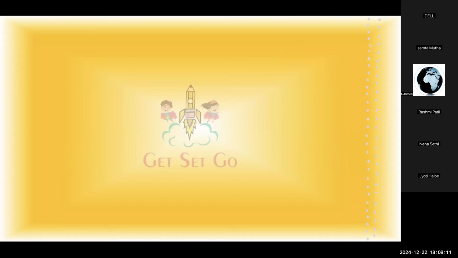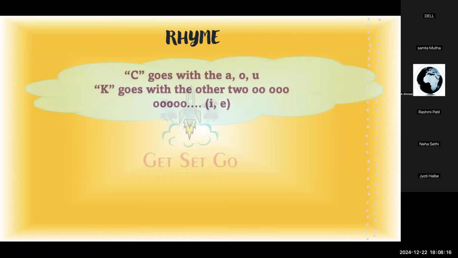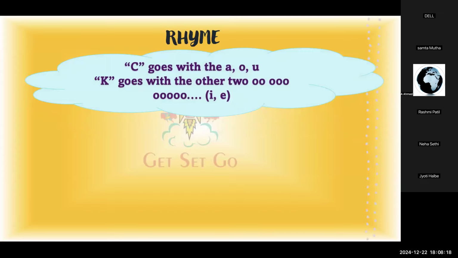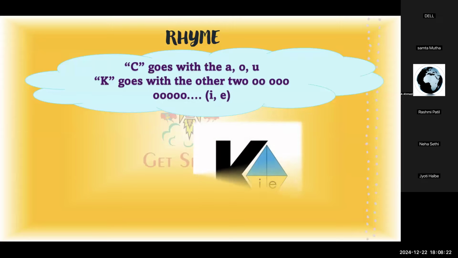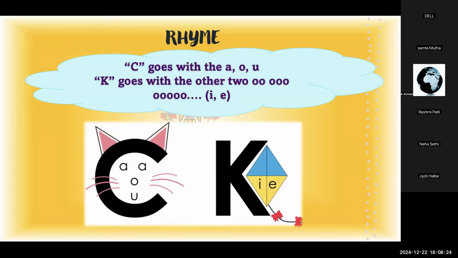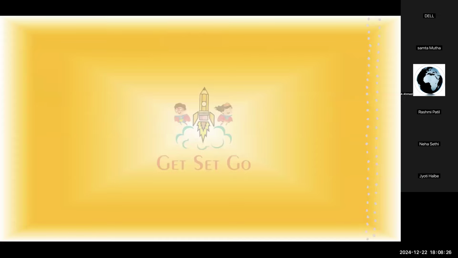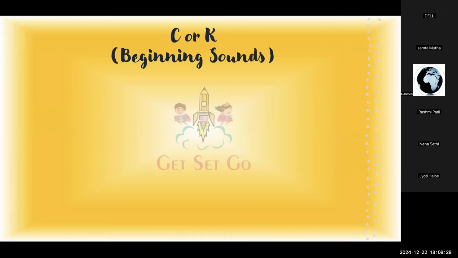Rest of the PPT, I'll just keep on playing and we will see what content is there. So then there are some tips also that C goes with A, O, U and K goes with the other two, just to make kids learn through rhyme. And the visual also is here to remember and learn better. Then that was the beginning sound.